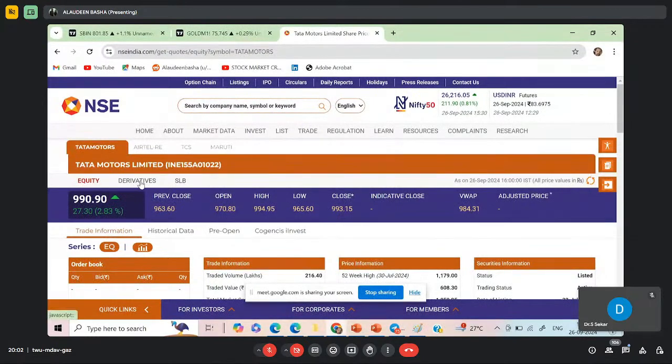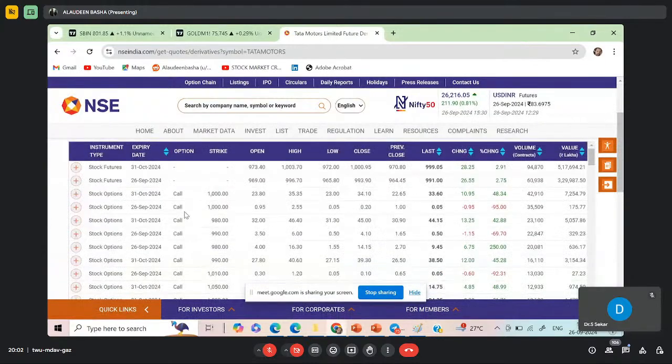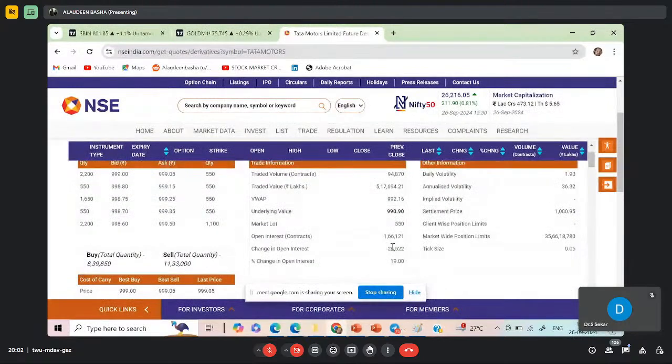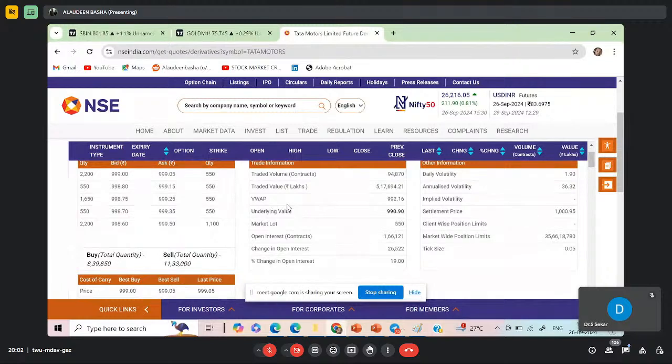Just click the derivatives. Once you click the derivatives, click the trade information. Then select any particular futures. Just click the future, and here the market lot size is 550 for Tata Motors. So this is the correct method to find out the lot size of any particular script.